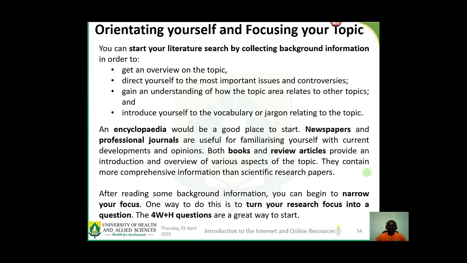So let's look, for example, at this. You start by collecting background information, you get an overview on the topic. That will direct you to the most important issues and controversies within that field that you're trying to explore. And that helps to gain an understanding of how the topic area relates to other topics.